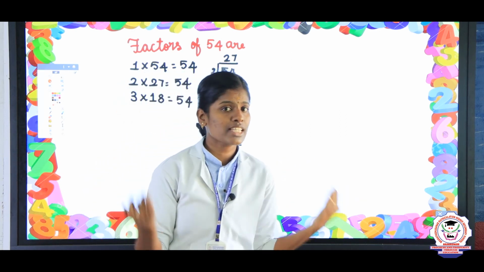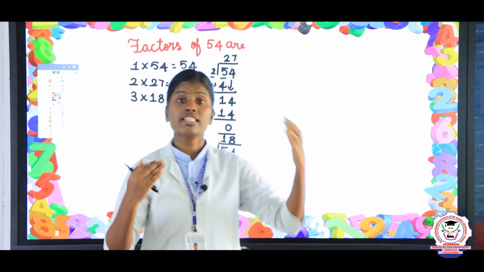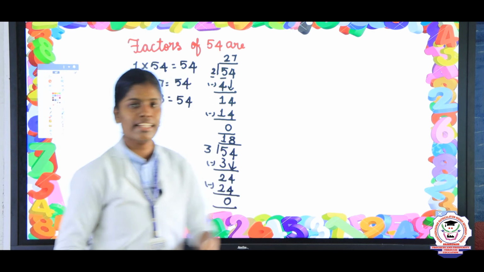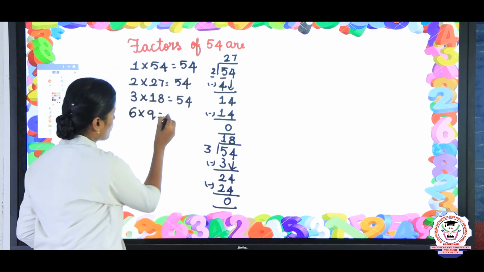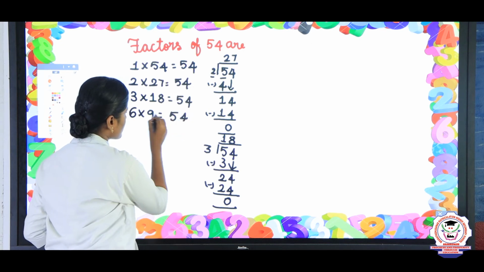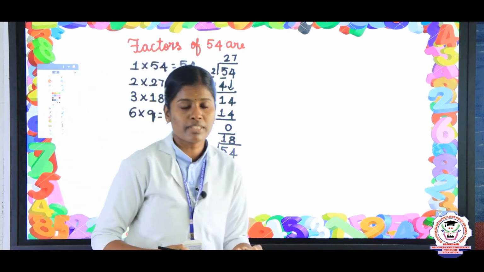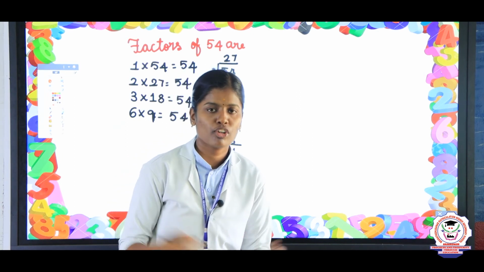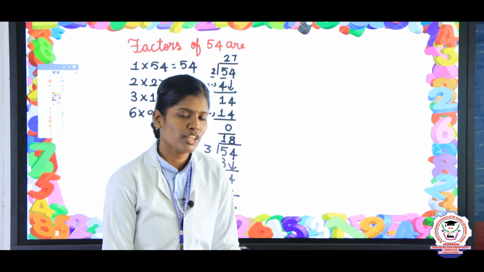Now tell me Anjali, 6 table of 54? Yes, how many times? 6 9s are 54. So write the factors. 6 9s are 54. Next you are going to check the 7 table. 7 table 54 is not possible. Next 8 table not possible.